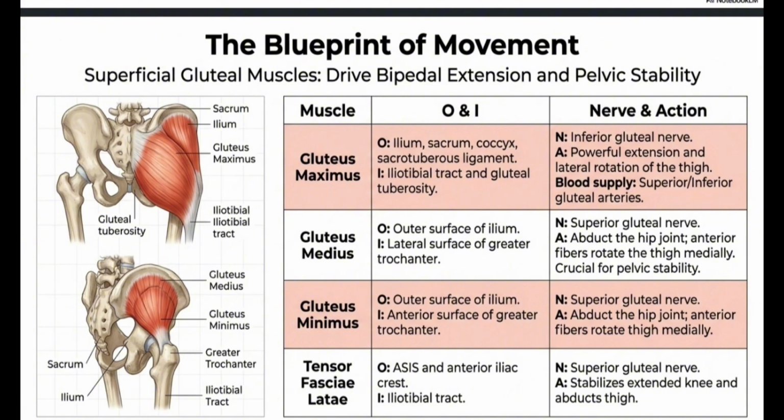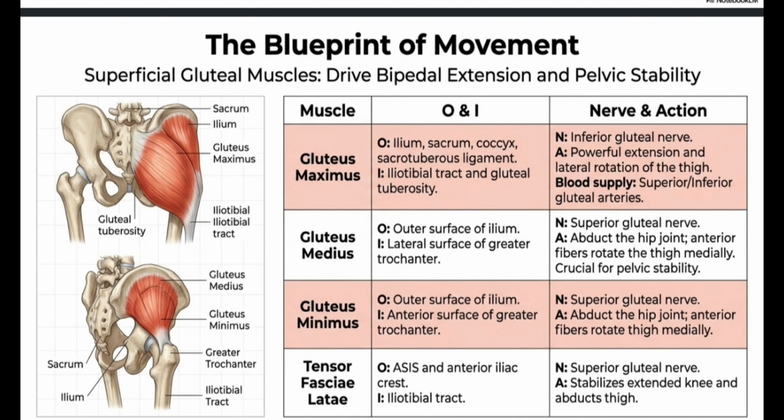We begin our detailed regional analysis in the gluteal area, focusing first on the superficial gluteal musculature. This group serves as the primary engine for bipedal extension and pelvic stability during locomotion. It comprises four principal muscles. First, the gluteus maximus, which originates broad from the ilium, sacrum, and coccyx, inserting into the iliotibial tract and gluteal tuberosity. Innervated by the inferior gluteal nerve, it executes powerful hip extension.